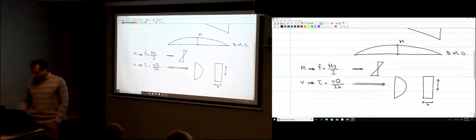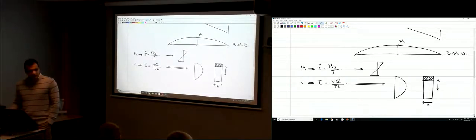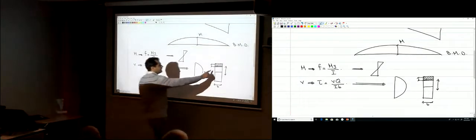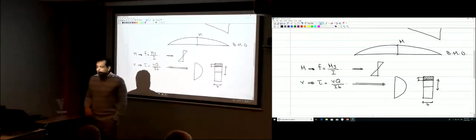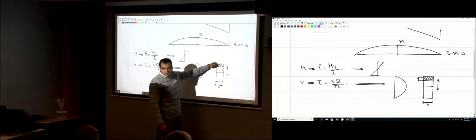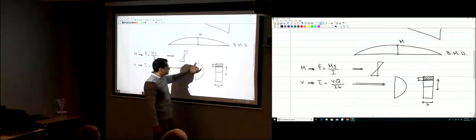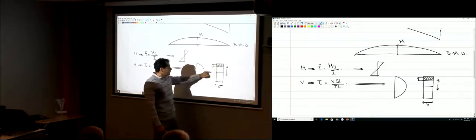Q is what? Let's say you want to calculate the shear stress here. It's the moment of that area about that line. So it's this area multiplied by this distance. If you want to calculate the stress here, then it's the moment of this area about that line. So definitely if you want to calculate the stress here, what's the area on top of that line? 0. So that's why the shear here is 0. As you move down, the area increases. So the maximum is right here in the middle.